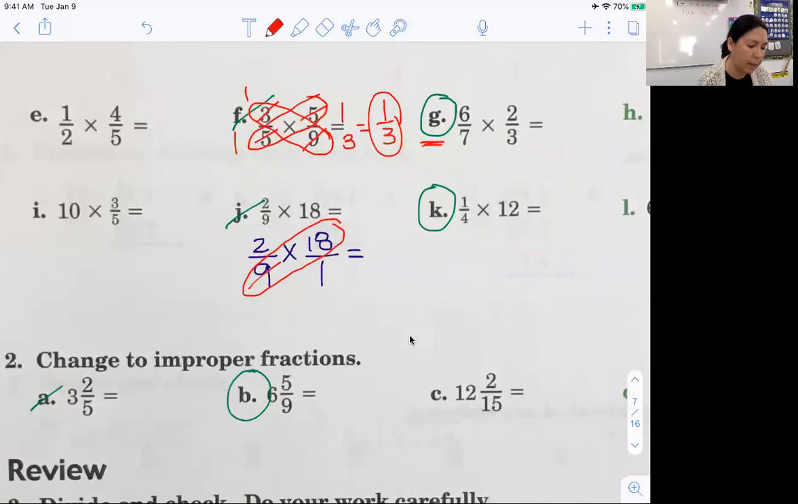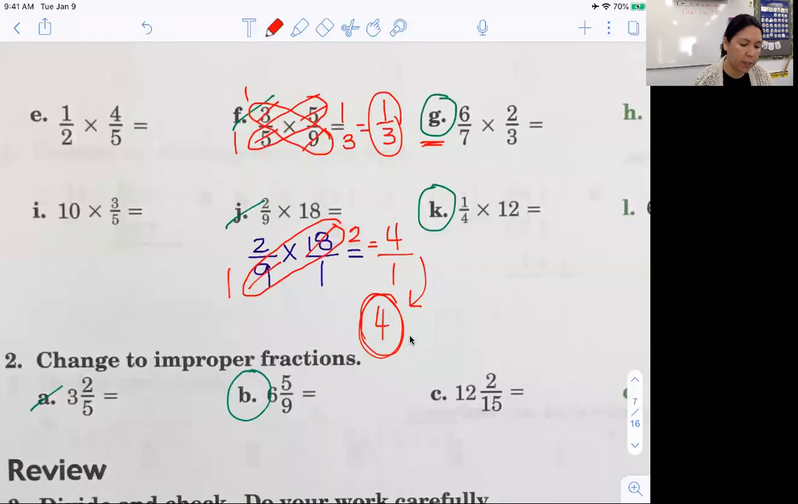9. How many 9s go into 9? 1. How many 9s go into 18? 2. And then I just multiply. 2 times 2 is 4. 1 times 1 is 1. So I got 4 over 1, which really means what? 4. So 4 is my answer for letter J.